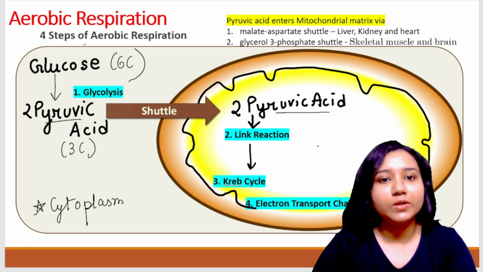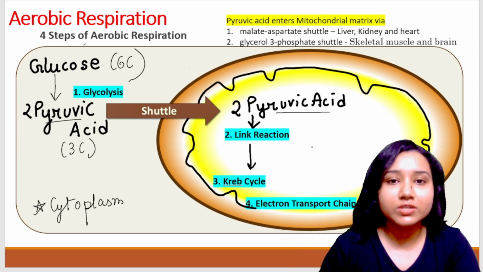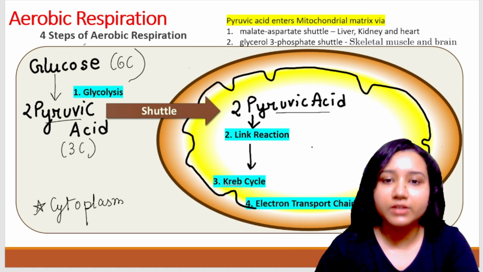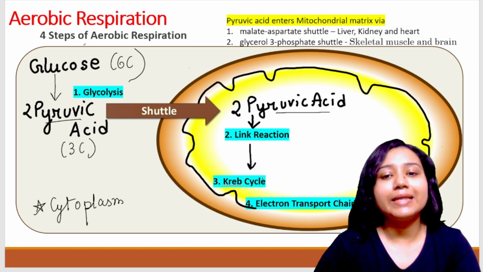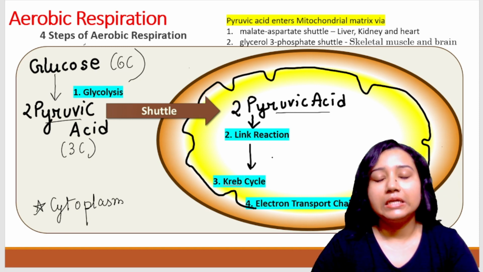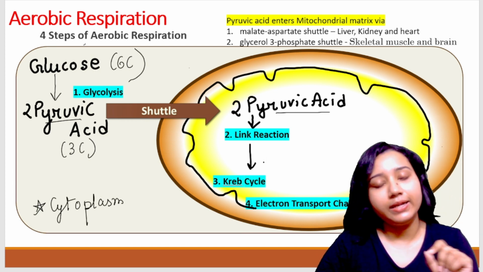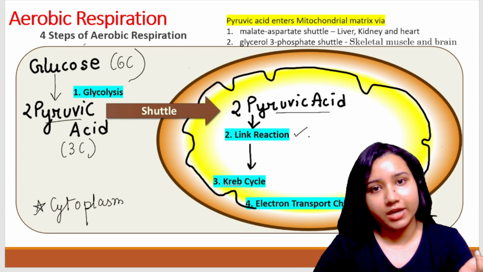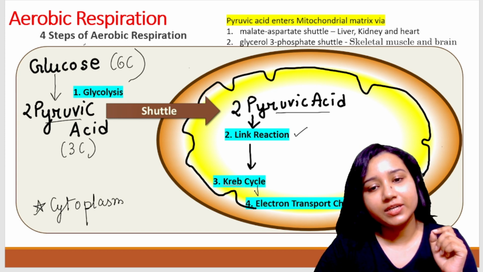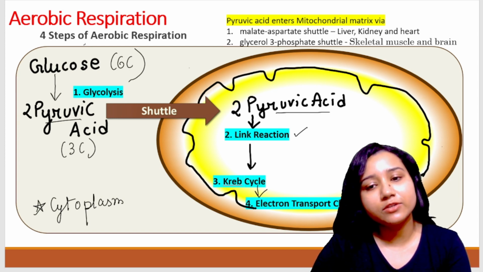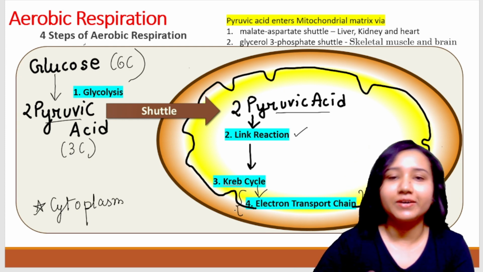It is going to further undergo oxidation, because the pyruvic acid needs to be oxidized further, right? So it is going to take part in the Krebs cycle. But before that, there is a reaction which is linking our glycolysis and the Krebs cycle, which is also called the link reaction. And then finally, after the Krebs cycle, the electron transport chain occurs. We will be learning about the electron transport chain in the next video or the next class.